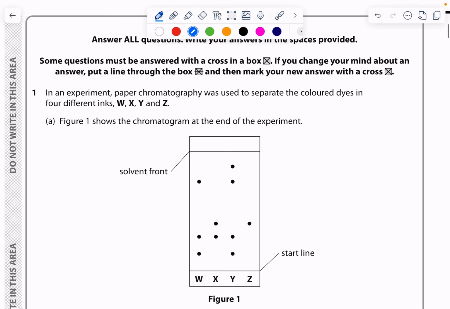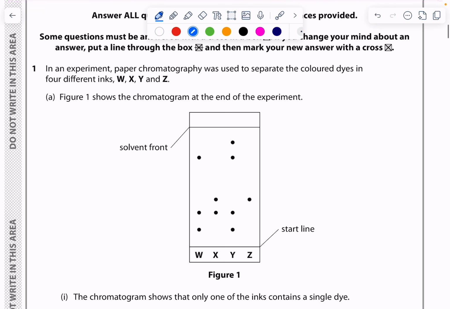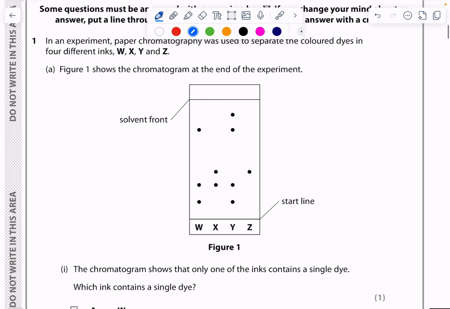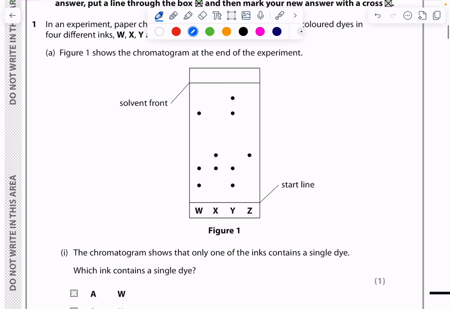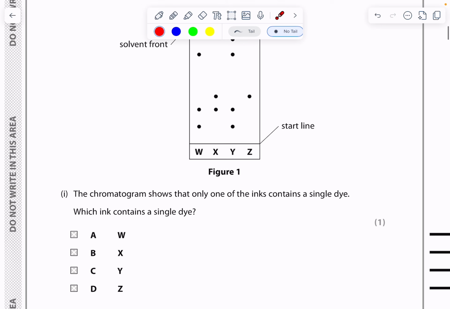So in this question, we've got some information presented to us in terms of chromatography results. We are being asked to identify which one contains a single dye. Remember, if they are single, then they will contain just one sample produced when you run the chromatography experiment. So this one here, ink Z, is going to be the one that has one, and hopefully that is one of the options, and it is. So here we're going to go ink Z is the one.